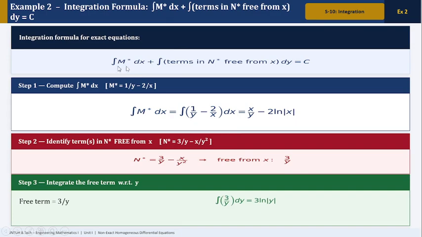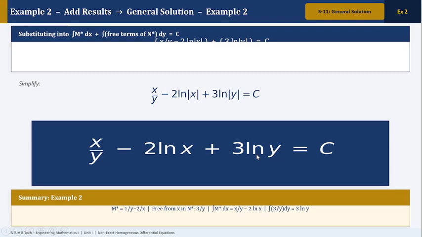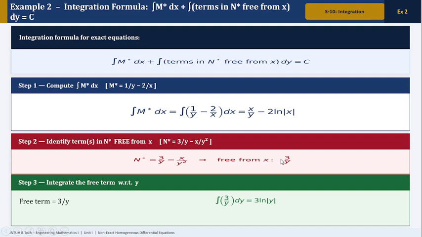Now we'll find the general solution: integral M star dx plus integral of terms in N star free from x dy equals c. Right, so integral M star dx: integration of 1 by y dx, because here y is constant, so 1 by y is constant, integral 1 by y dx is x by y; integration of 2 by x is 2 log x. So this is x by y minus 2 log x. And the term in N which is free from x is only 3 by y, integration of 3 by y is 3 log y. The final solution is x by y minus 2 log x plus 3 log y equals c, which is obtained by adding this step and this step, step 1 and step 3.